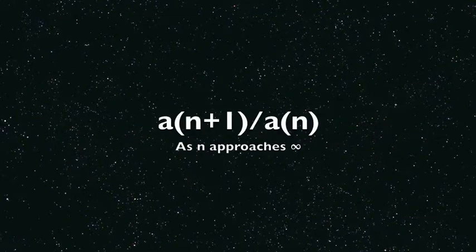Well, this is just a quick recap. The formula is on screen once again. It's the limit as n approaches infinity of a of n plus 1 divided by a of n, where a of n is the general term of the infinite series. Other than that, just remember that if it's less than 1, it converges. If it's greater than 1, it diverges. And if it equals 1, then the test is inconclusive.